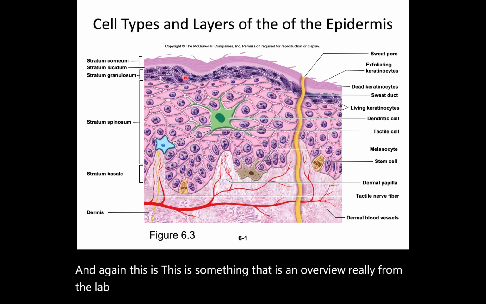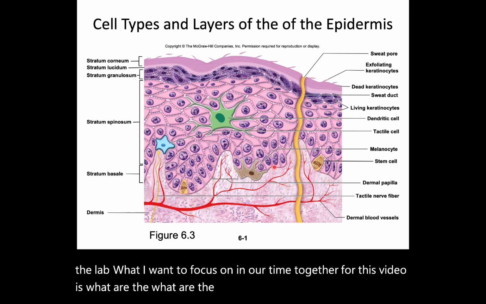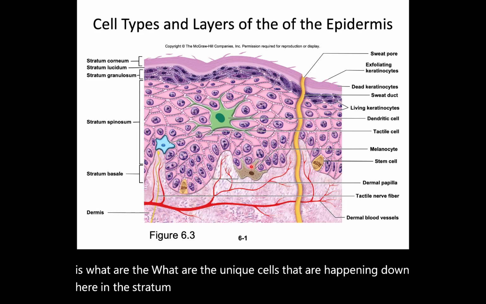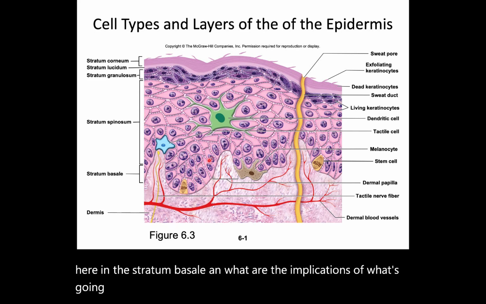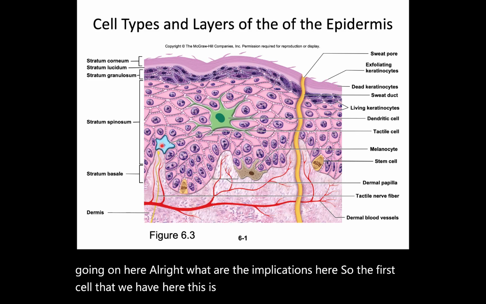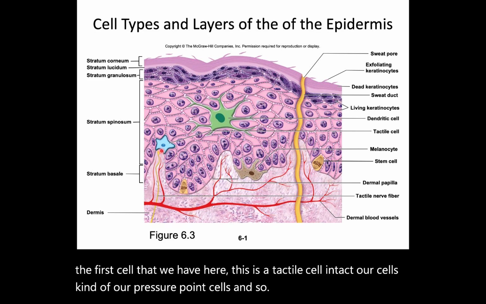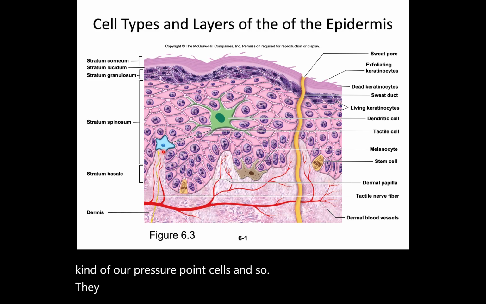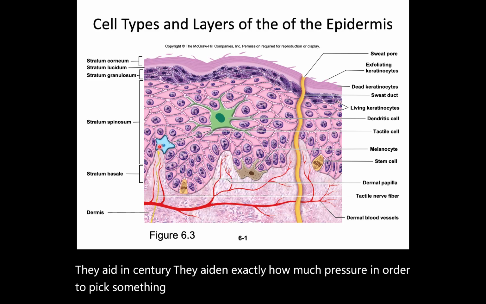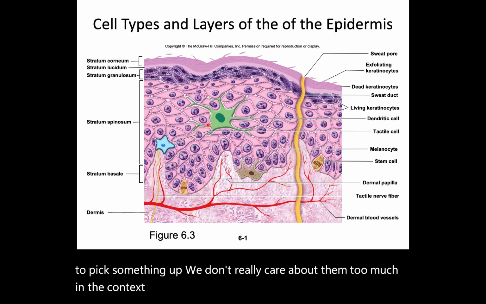What I want to focus on in our time together for this video is the unique cells that are down here in the stratum basale, and what the implications of what's going on here are. The first cell we have here is a tactile cell, and tactile cells are pressure point cells, so they aid in sensory. They aid in determining exactly how much pressure is needed in order to pick something up. We don't care about them too much in the context of where we're going with this lesson.